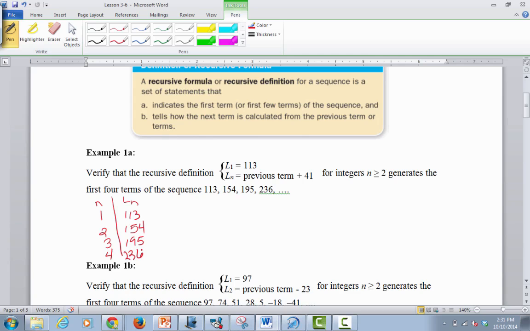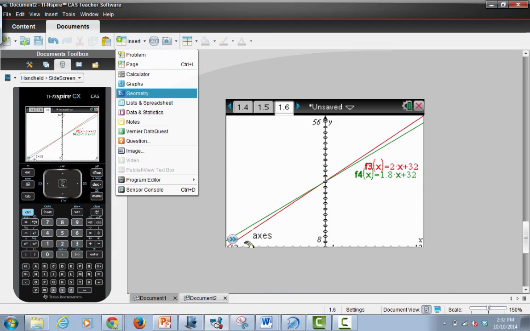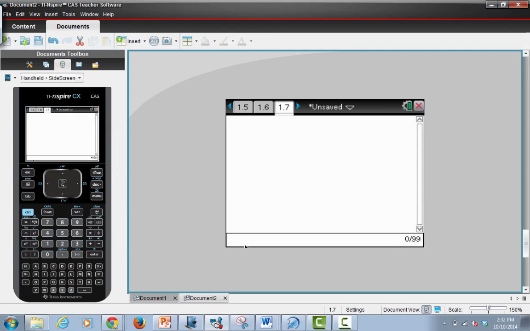So I want to double check if this is indeed right. So what I'm going to do is take out my handy dandy calculator. I'm going to show you guys how to do this. I'm going to add a calculator page to this. And the first thing I'm going to do, I'm actually going to put in the number 113 and just hit enter. Okay?